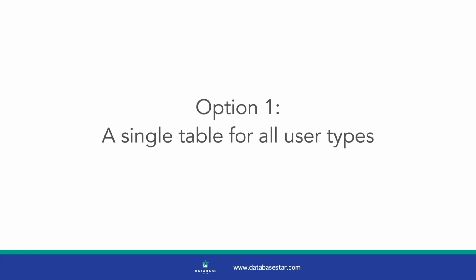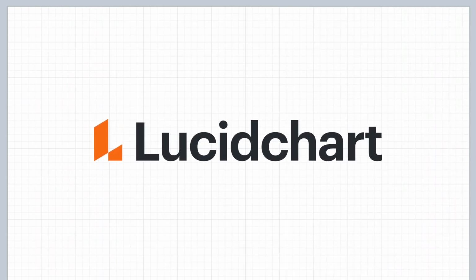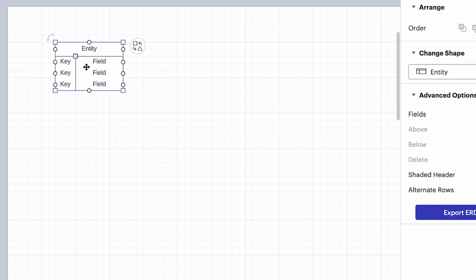The first option is to use a single table for all of your different types of people. Let's see an example of this. We'll use the school management example. I'll use a tool called Lucidchart for this diagram. We would create a single table and call it something general, such as person. It's up to you what you call it, but it shouldn't be a specific type of user, such as a teacher, because it will have more than just teachers. We've got our person table here.